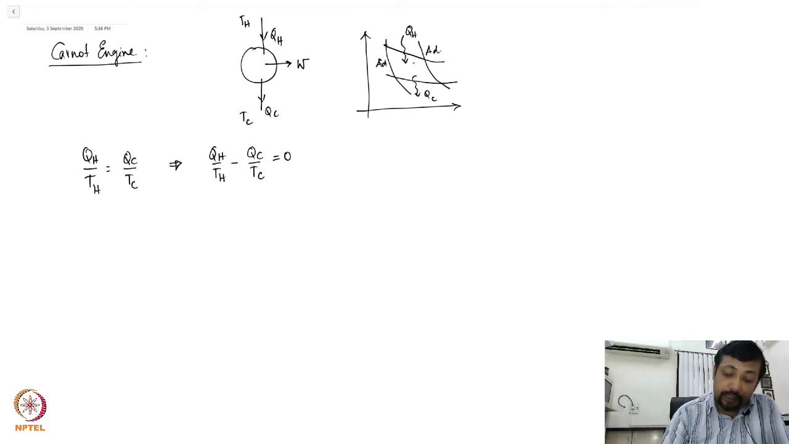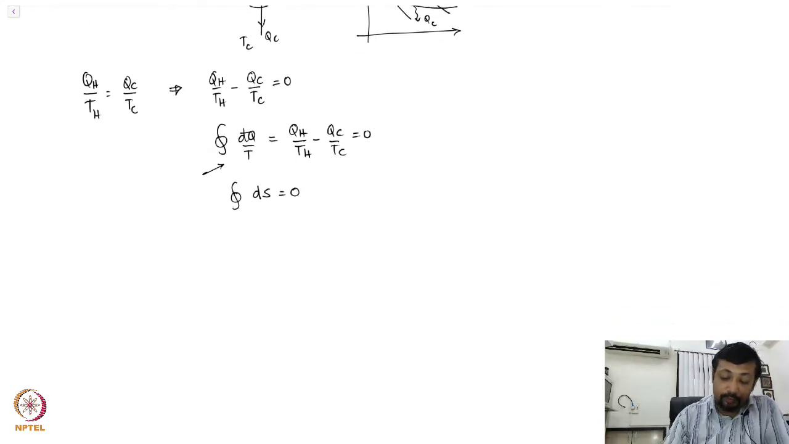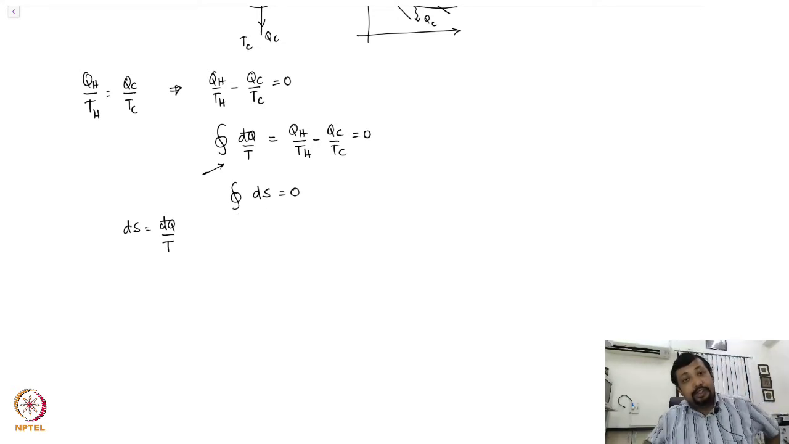Therefore it follows that for the whole cycle, if we write down an integral of d cut q over T, and evaluate this integral for the whole cyclic process, we would simply come up with QH/TH minus QC/TC, and that would be 0. So clearly this equation can be written in this form, where I have introduced dS is equal to d cut q by T. The implication of this equation is that this quantity S is a state function.